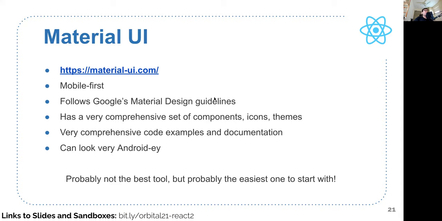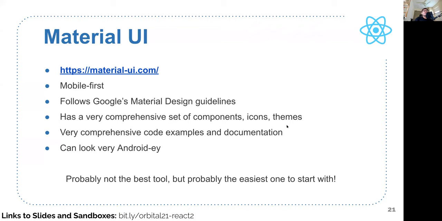Today we are going to be spending a lot of time with Material UI. Material UI is a UI framework and it's mobile first. That means all its components are developed to look good on phones first, but it can also be adapted to look good on desktop viewports as well. Viewports are the surface that your app is rendered on. So we always talk about mobile and desktop viewports. It follows Google's Material Design guidelines, and it has a very comprehensive set of components, even a comprehensive set of icons and themes.